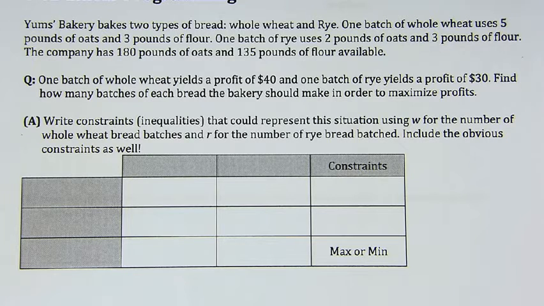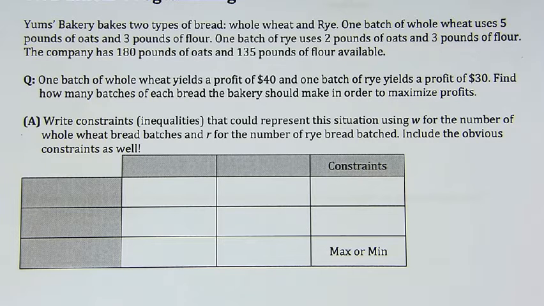So here we have a bakery. They supply two types of bread, whole wheat and rye. Why rye is capitalized, I don't know. One batch of whole wheat uses 5 pounds of oats and 3 pounds of flour. One batch of rye uses 2 pounds of oats and 3 pounds of flour. The company has 180 pounds of oats and 135 pounds of flour available.